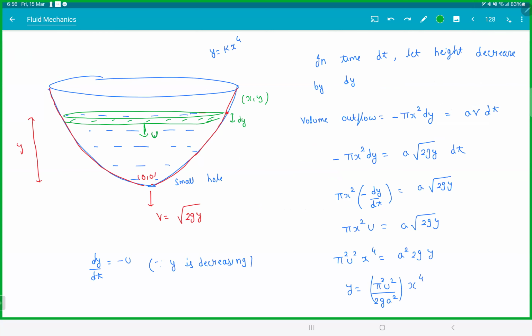Is this clear, everyone? Whatever we did today, you should try them again. Next one. Any doubts? Anyone not clear with this? Please ask me. Next one.